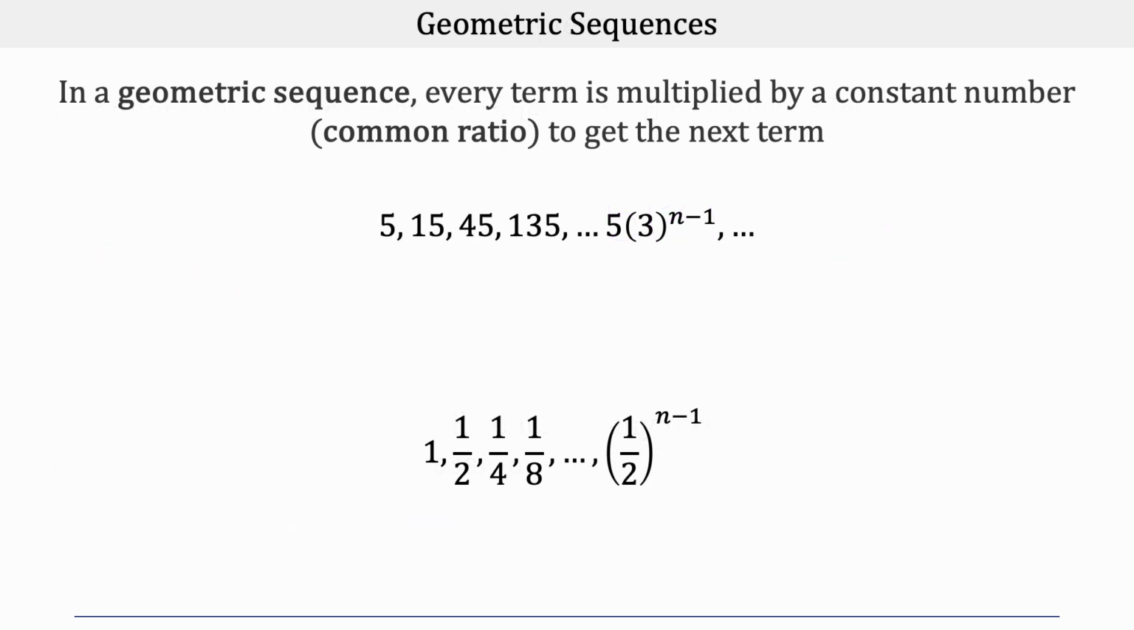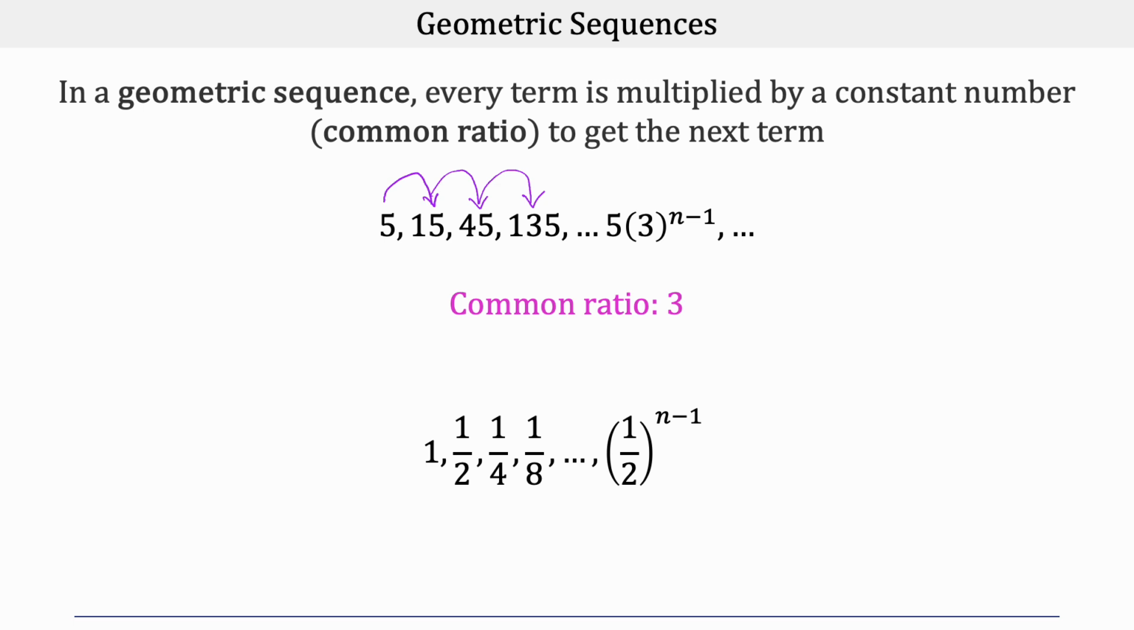Geometric sequences are huge in calculus. In a geometric sequence, every term is multiplied by a constant number, which we call the common ratio, to get the next term. Look at this first sequence. To get from 5 to 15, we multiply by 3. To get from 15 to 45, we multiply by 3. To get from 45 to 135, we multiply by 3. You get it? The common ratio of this geometric sequence is 3.